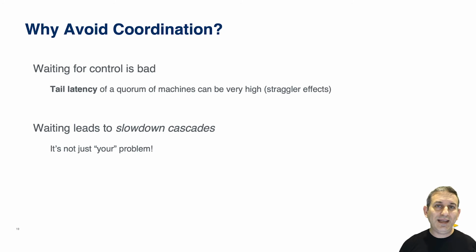The other issue with waiting is it leads to what are called slowdown cascades because of queuing. If you're waiting for someone else, odds are somebody is waiting for you. So it's not just your problem if you decide to wait for someone. It's also a problem downstream of you, of everybody who's affected by you. And this is why James is saying that regular programmers should not be given access to these coordination primitives. They should not be allowed to wait because of the cascading knock-on effects of that decision.